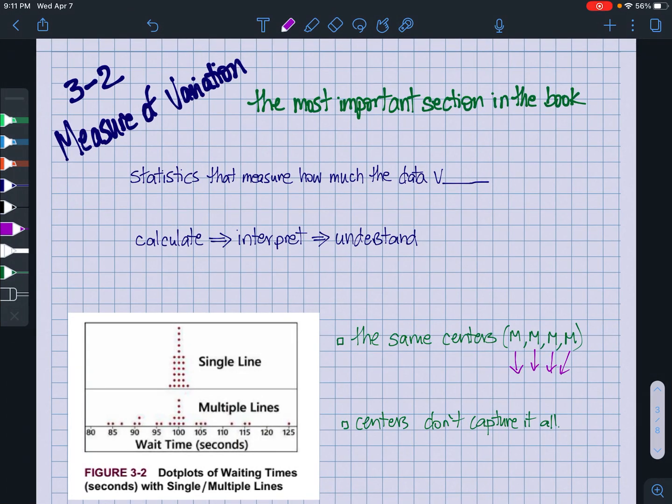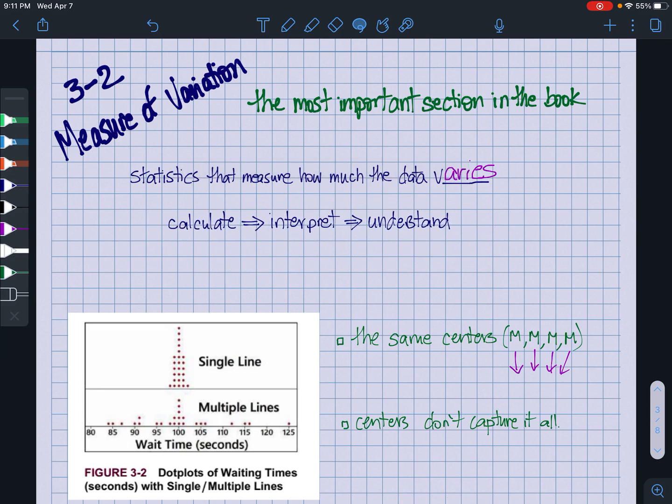All right, 3.2, the most important section in the book. This is all about measures of what we say is variation. So these are statistics that measure how much the data varies. We're not looking at the center so much as the spread. Think of it that way. And our idea here is to calculate, interpret, and hopefully understand what these statistics tell us.